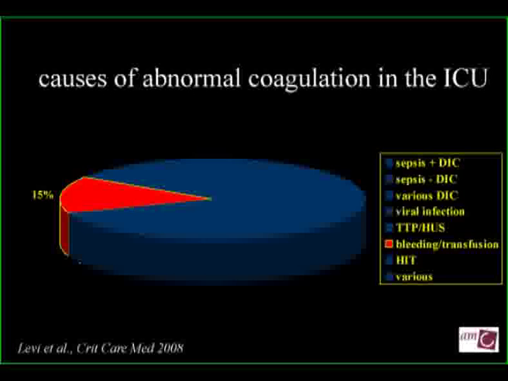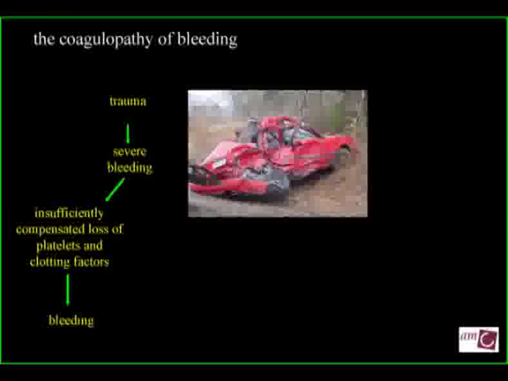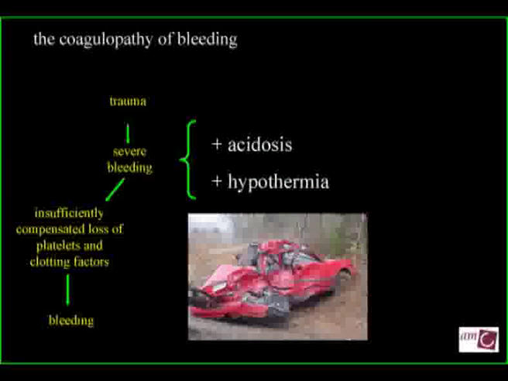Well, lastly, another cause of abnormal coagulation in the ICU, of course, is secondary to massive bleeding, which is the subject of the previous two talks, and transfusion. And this also may occur in a lot of situations. In the civilian setting, of course, trauma is the most important reason here. And the paradigm has become a little bit more complex than it was in the past, and this has already been clearly demonstrated in the previous talks. But to keep things simple, it starts with severe bleeding and an insufficiently compensating loss of platelets and clotting factors. And then, of course, the addition of acidosis and hypothermia make things worse.